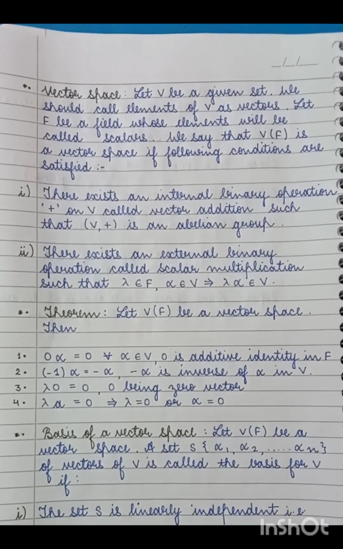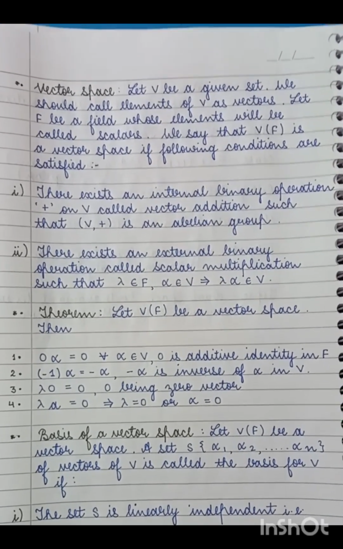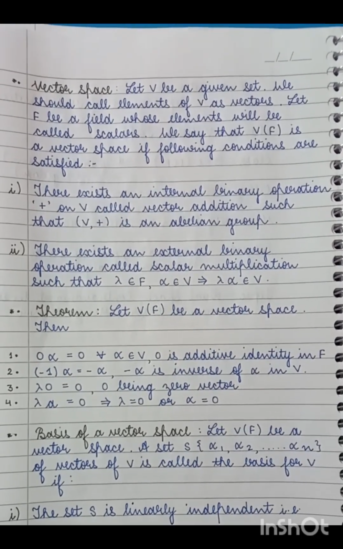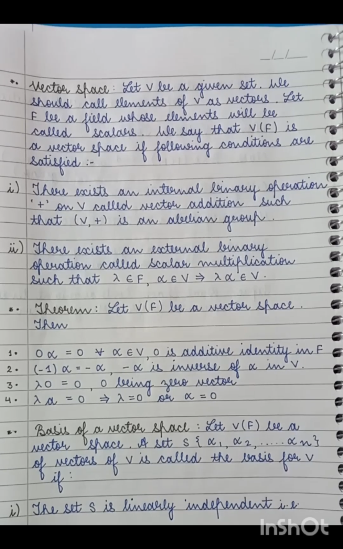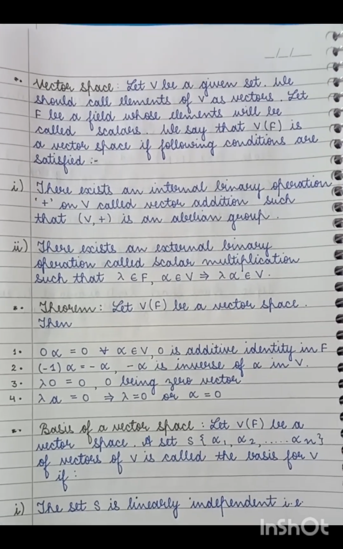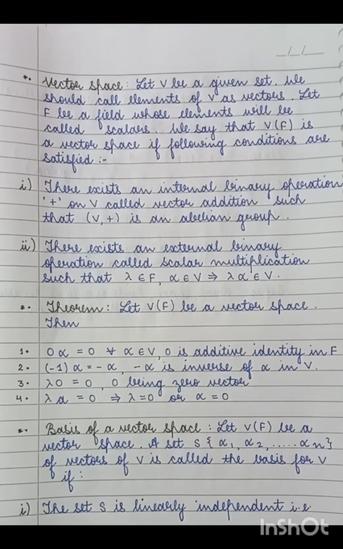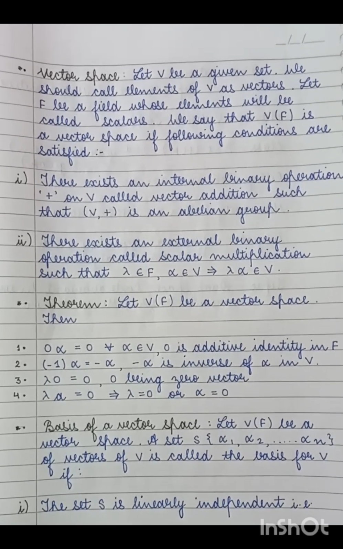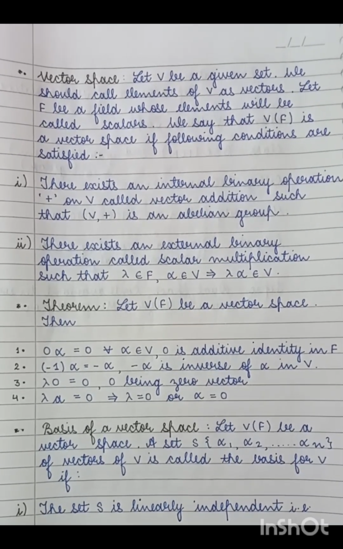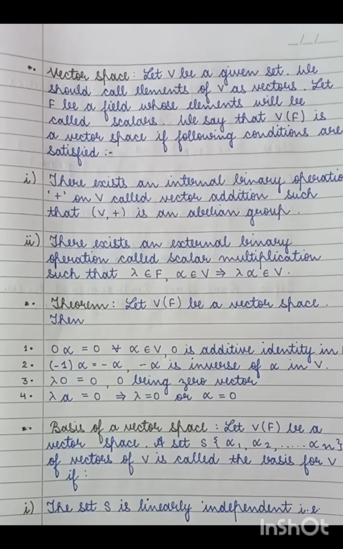belonging to F and alpha belonging to V implies that lambda into alpha belongs to V. The scalar multiplication satisfies the following axioms. First, for every alpha, beta belonging to V and lambda belonging to F, we can say lambda(alpha plus beta) is equal to lambda alpha plus lambda beta.